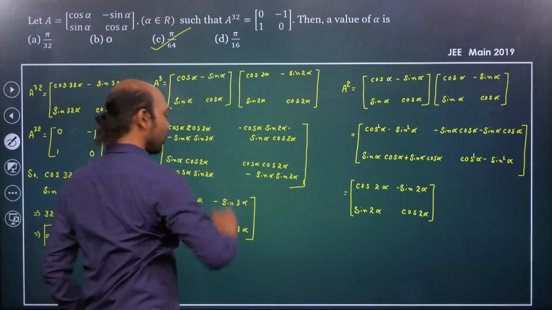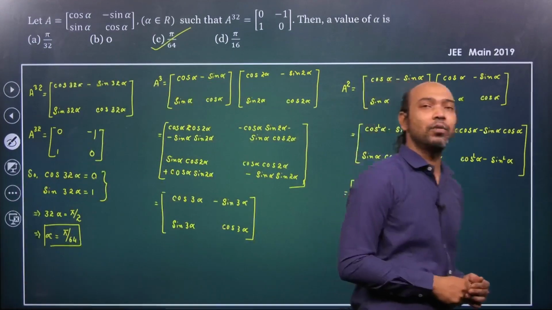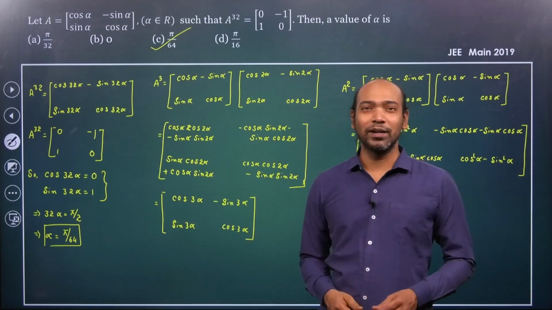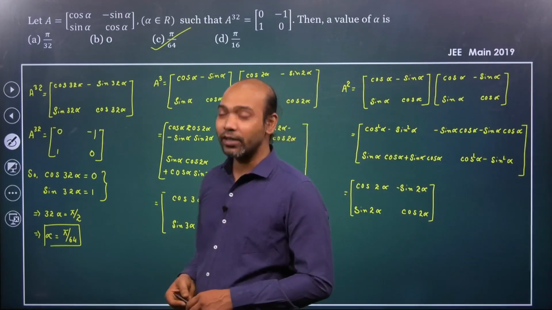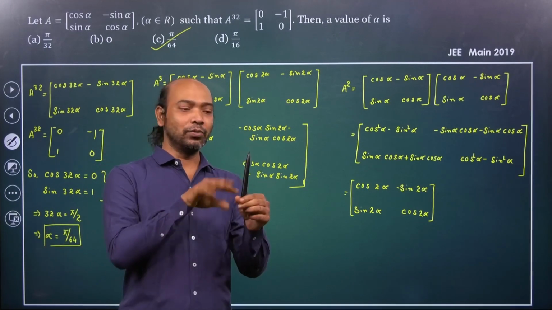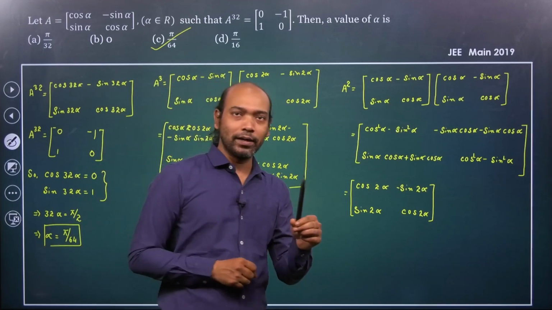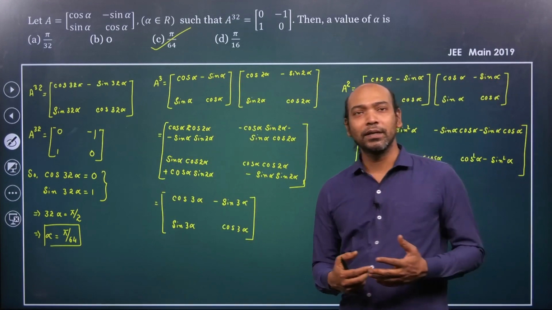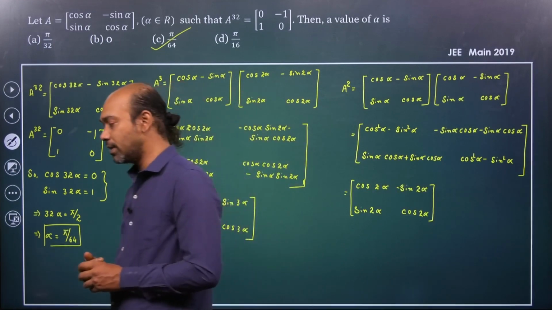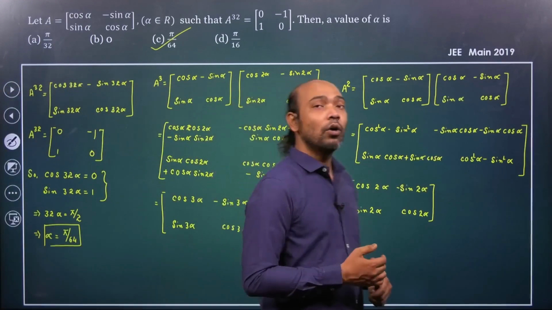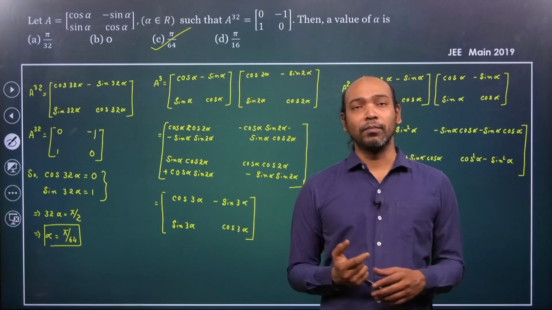That's why the required option is option C, pi by 64. I mentioned that the angle alpha is in the first quadrant. Strictly, first quadrant means the angle lies between 0 and pi by 2, not including pi by 2, but we can think of 0 to pi by 2 in the triangle form, so we know that. That's it. Hope you understood the technique and the problem. Thank you.